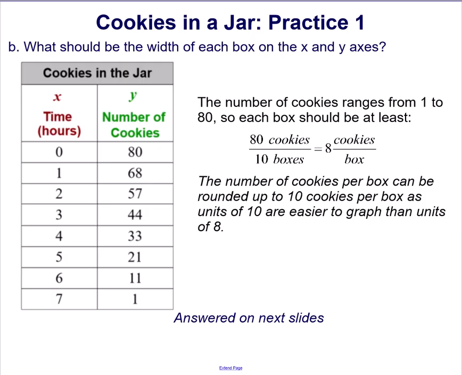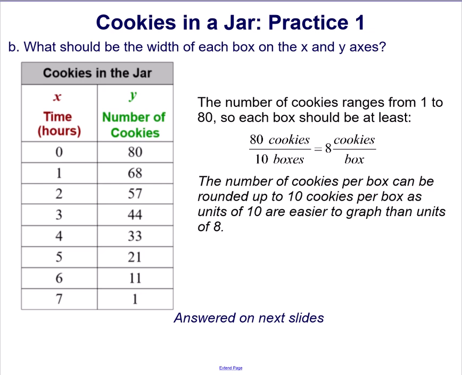We're going to start with the y-axis first. The number of cookies ranges from 1 to 80. So each box should be at least, well, let's consider this. We have 80 cookies for 10 boxes on our graph. So we divide that out. 80 divided by 10 is 8 cookies per box. The number of cookies per box can be rounded up to 10 per box, as the units of 10 are easier to graph than units of 8.